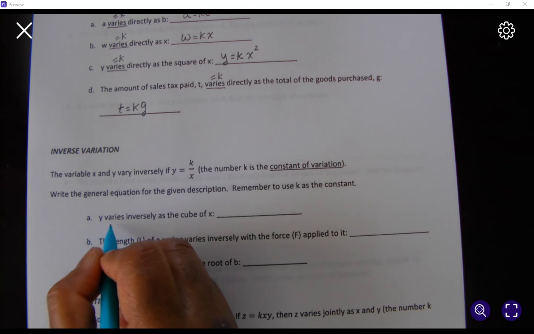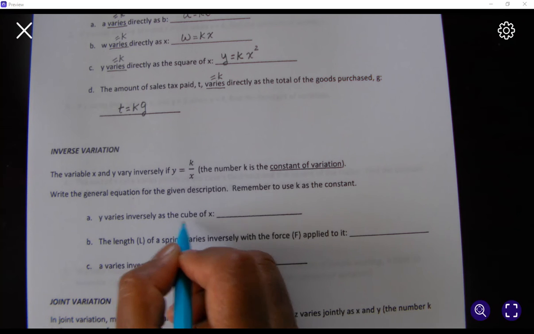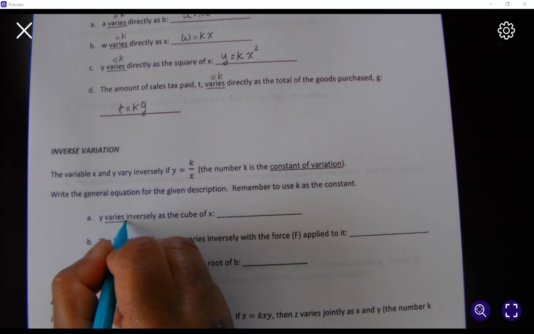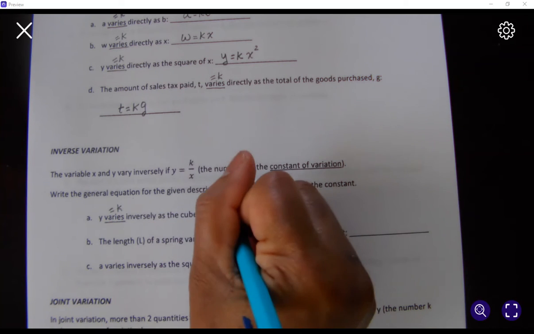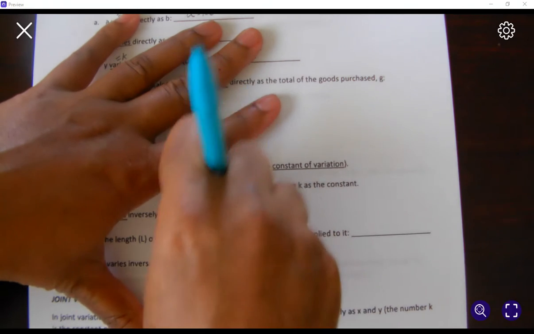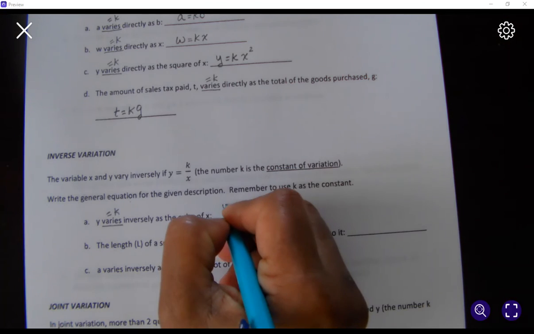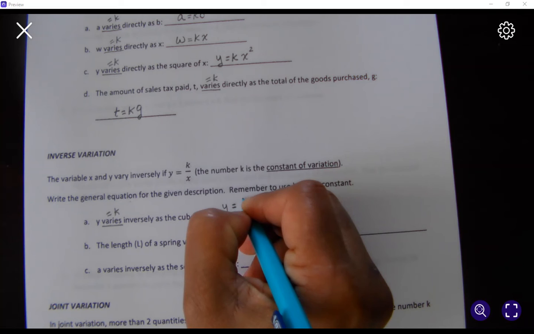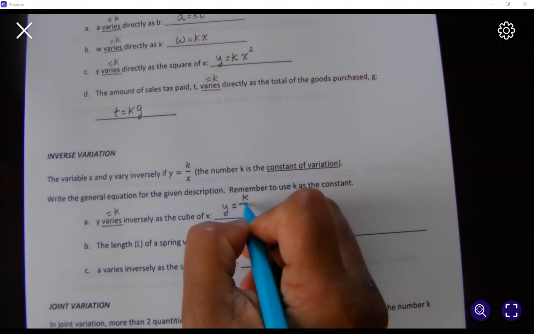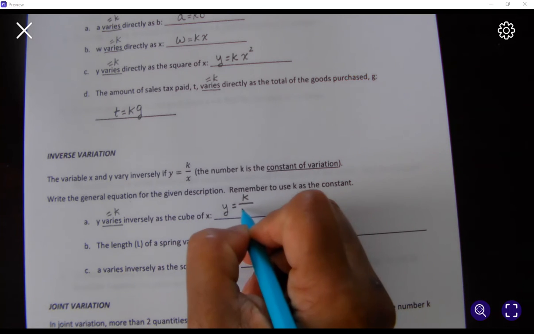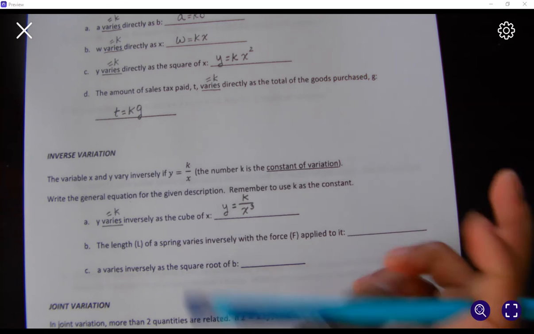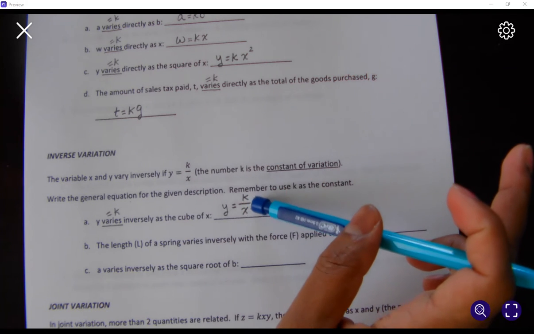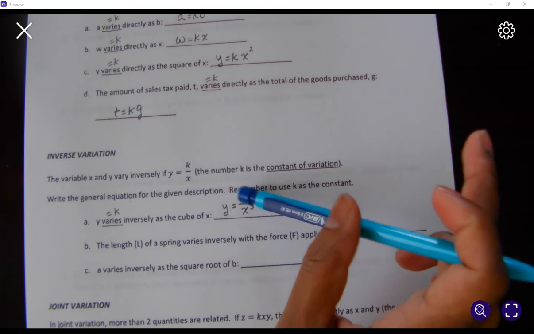So it says here y varies inversely as the cube of x. So I see my word varies, so I'm going to write y equals k. And then it says inversely, so divided by the cube of x. So x cubed. And that's it. Just because it says the word varies, I have a division bar here.